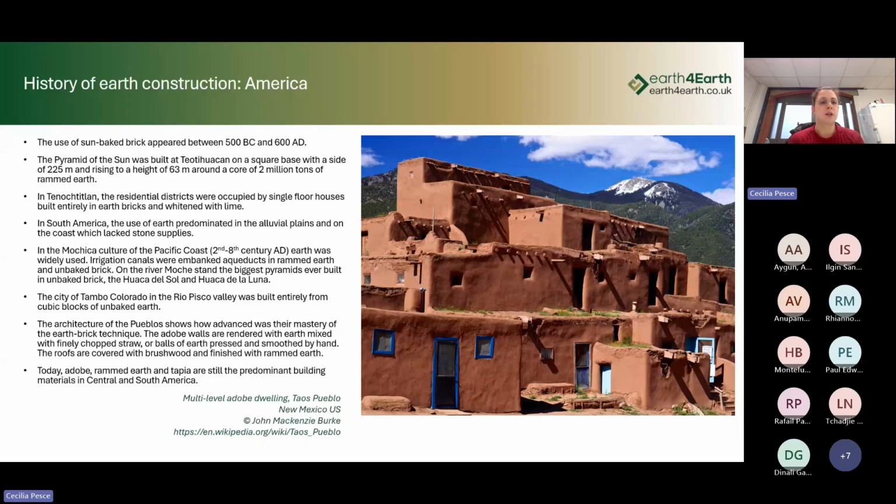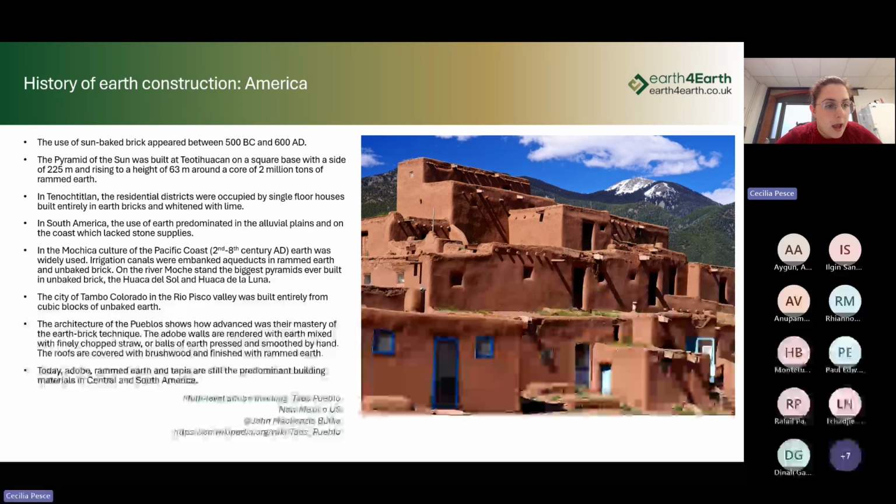And then we move to America. Again, raw earth was very much used throughout time. A very, very common and developed technique. A big example is the Pyramid of the Sun. It's a massive, massive structure, all built in rammed earth. In Tenochtitlan, the residential districts again were built in houses made of earth bricks and then covered with a kind of lime plaster.